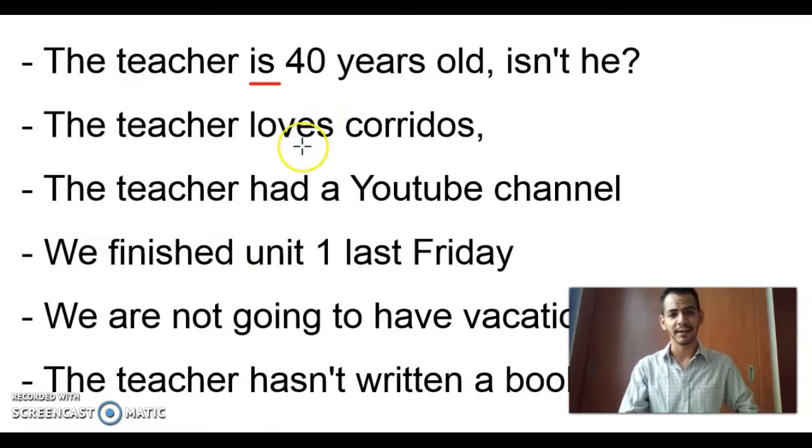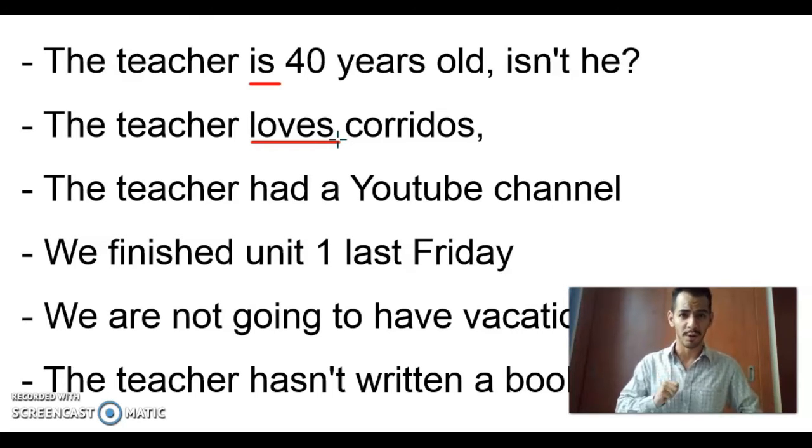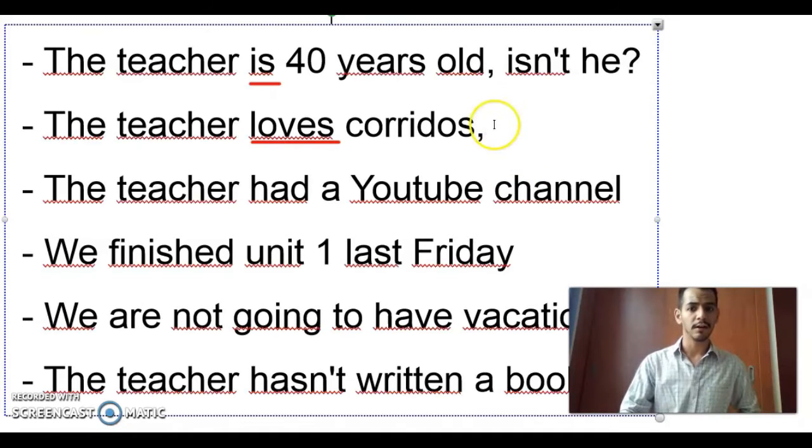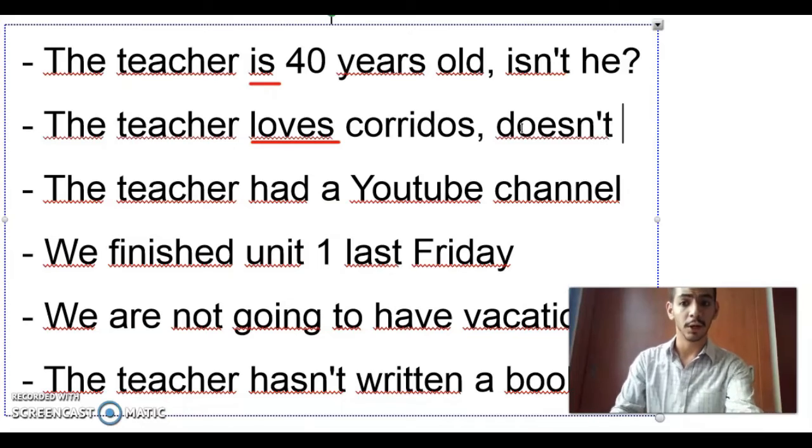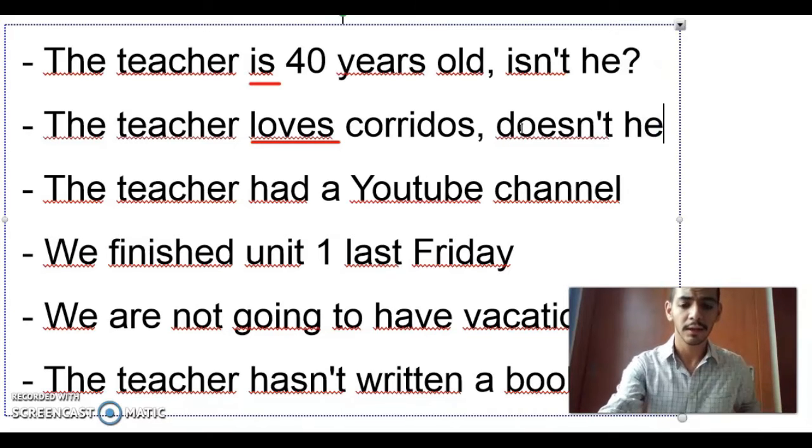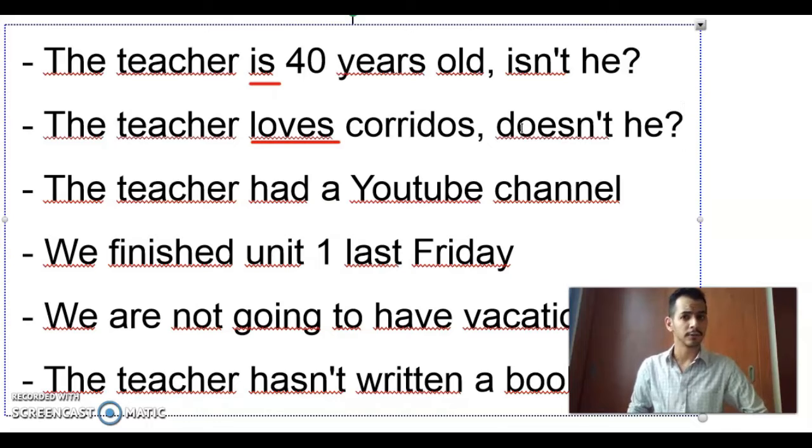For the second question, we have, the teacher loves corridos. We have to identify the teacher loves. We already talked about this in another video. This is simple present, this is third person, and this is affirmative. Alright, so simple present. Auxiliaries do or does. Does if your subject is the third person. In this case, the subject is the teacher, similar to he. So in the tag question, you need to use the negative auxiliary. In this case, the auxiliary is doesn't. And your pronoun, he. The teacher loves corridos, doesn't he?